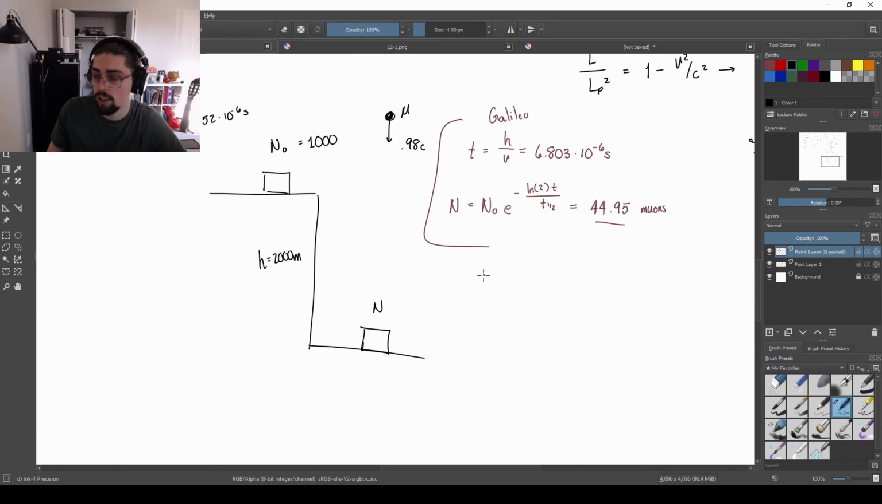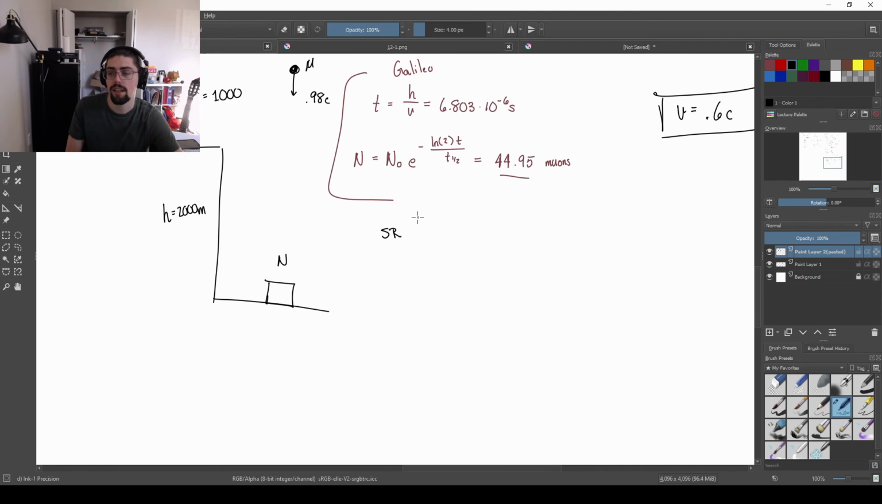Galileo versus special relativity. In the special relativity sense, the time that the muons are taking is no longer going to be quite the same thing, right? Because it's decaying from the muon's perspective. From our perspective, the muons are actually aging slower. Time is passing slower for them. So we shouldn't expect to use this exact same half-life and have it work in the same way. What we really need to do here is first find that gamma value.